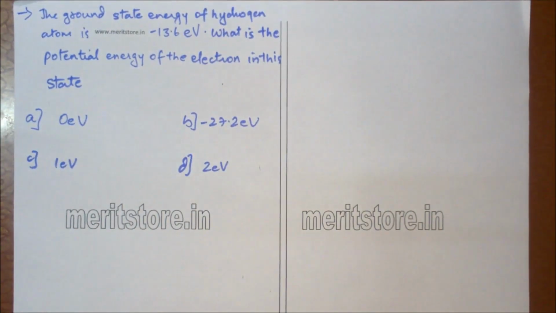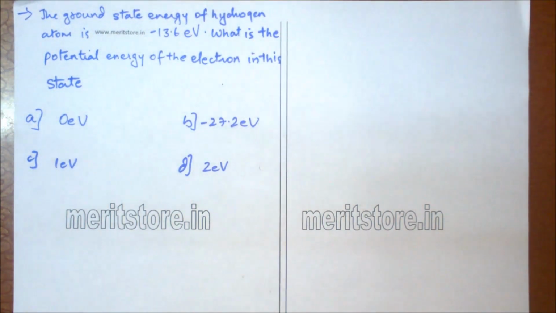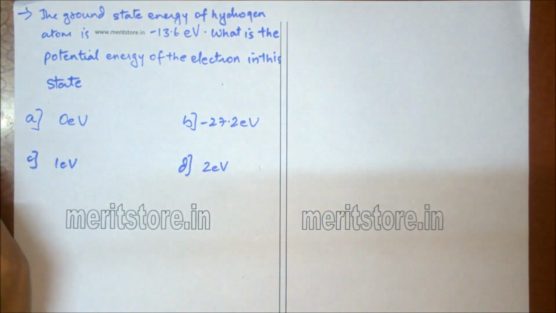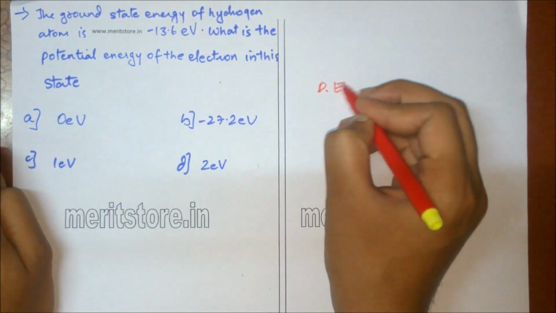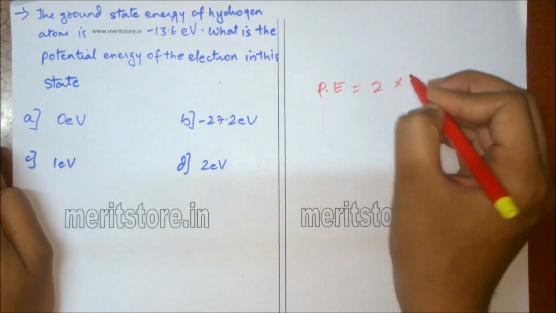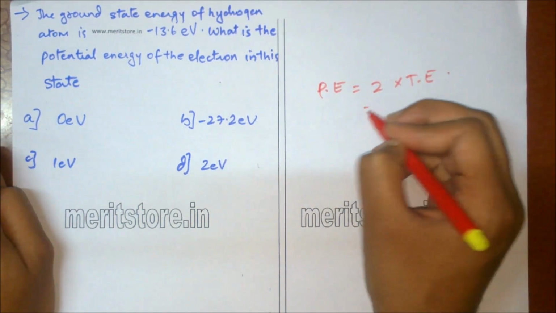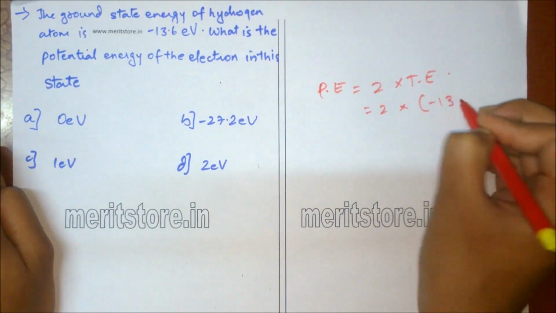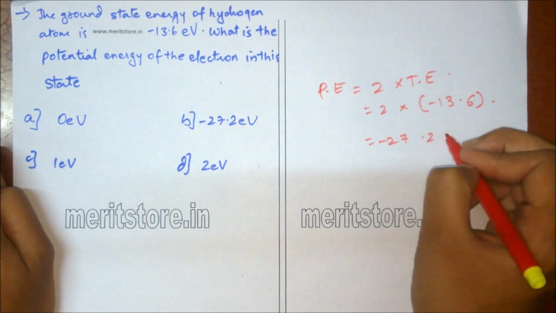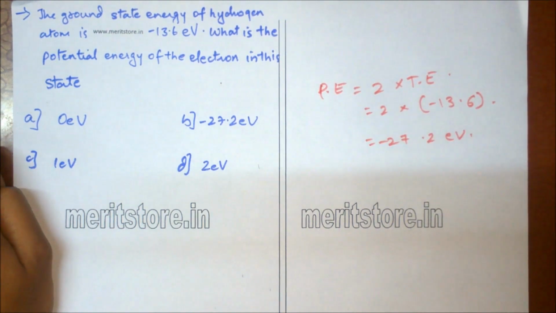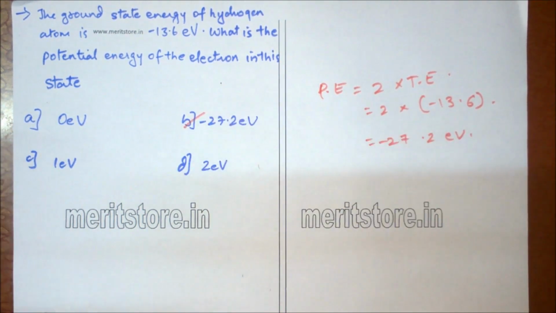The ground state energy of hydrogen atom is minus 13.6 eV. What is the potential energy of electron in this state? So we have to find the potential energy, which is equal to twice of total energy. So 2 into minus 13.6, which is equal to minus 27.2 eV. So potential energy is minus 27.2 eV.